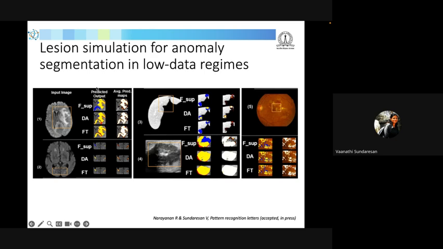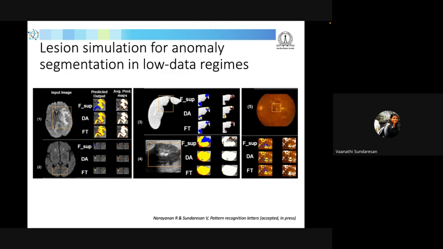Now we use it for segmentation of anomalies. Our main aim is actually to segment these anomalies. The fully supervised, the FSUP, gives the output of the segmentation using only real data. Whereas DA and FT are two setups. DA is augmenting the data with simulated lesions and training the model from scratch.